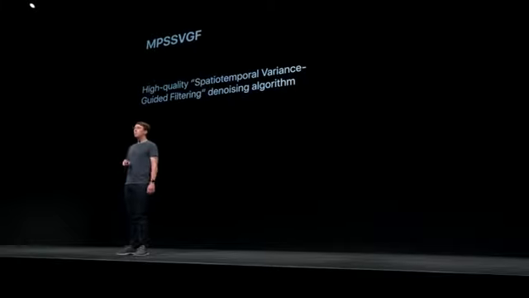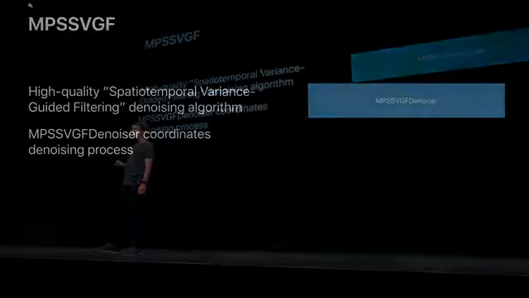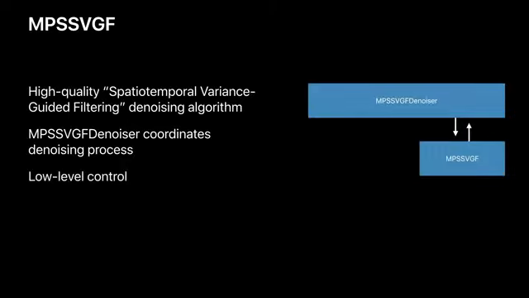So the denoising process is all coordinated by the MPSSVGFDenoiser class. Meanwhile, low-level control is provided using the MPSSVGF class. This class provides the individual compute kernels used by the denoiser and exposes many parameters you can use to fine-tune the denoising in your application. And you can also just call this class's methods directly to build a customized denoiser.